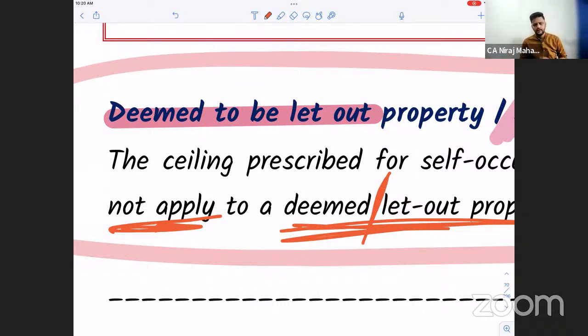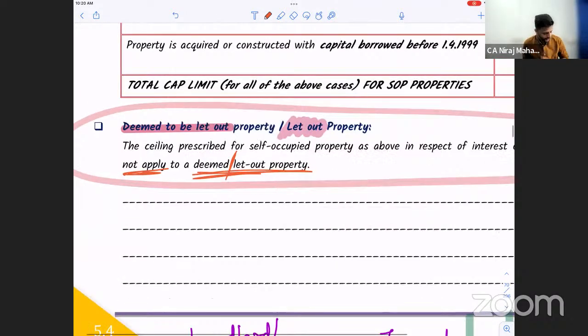Tell me again, let out property or deemed to be let out? What is the ceiling limit? Unlimited. There is no ceiling limit. Clear? Khushbu, Nitin, Mansi, Indrajit, tell me quickly. Okay, till here. Unlimited. Very good.